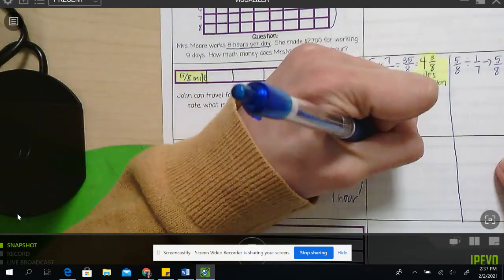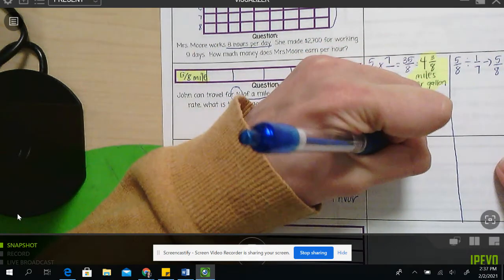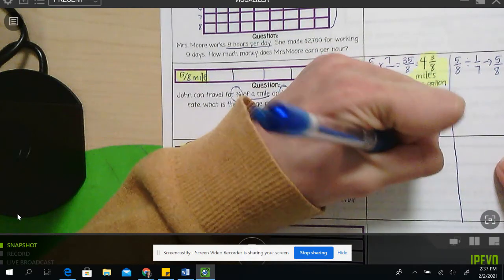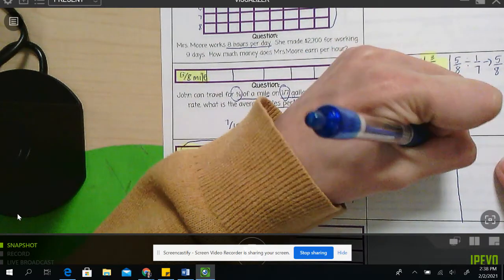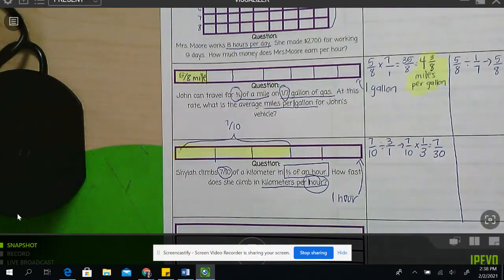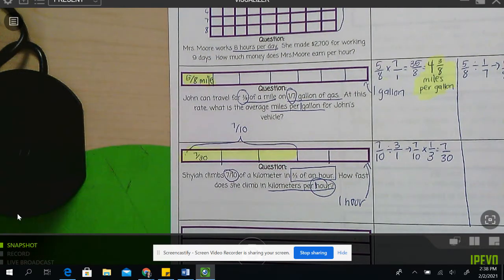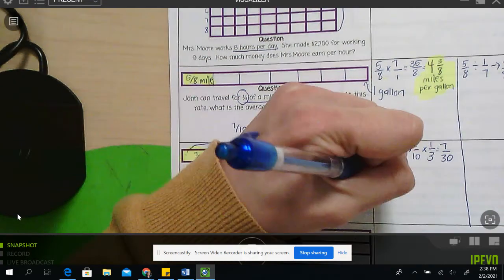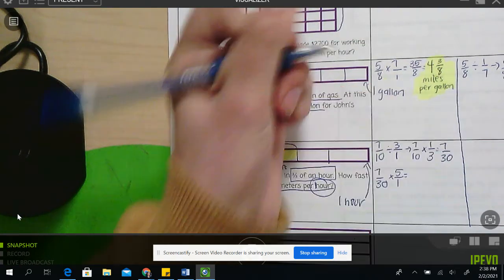Okay, so again, I'm going to show it multiple ways, but first we are going to do 7/10 divided by 3, or 3/1. Remember the keep, change, flip, that's going to be 7/10 times 1/3, which is going to be 7/30. Okay, so she can go 7/30 in 1/5 of an hour. But we don't want to know 1/5 of an hour, we want to know a full hour. So we're going to do 7/30 times 5, so 7/30 times 5/1.